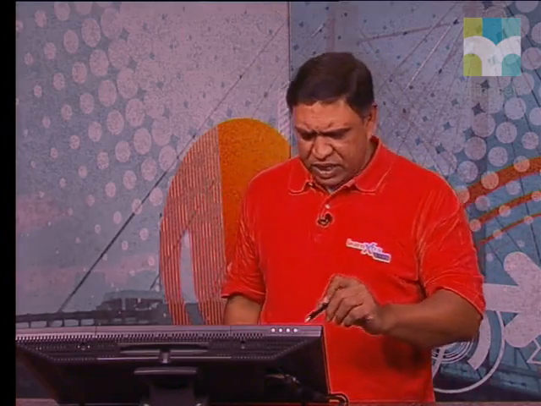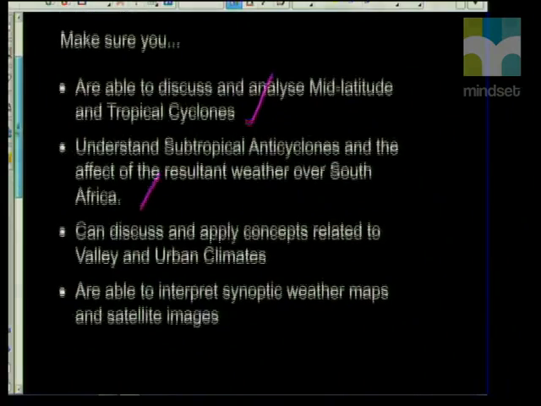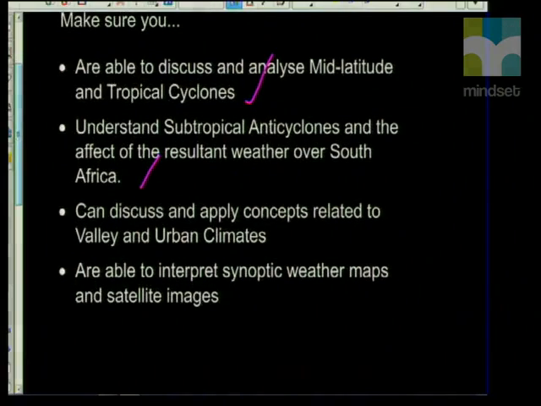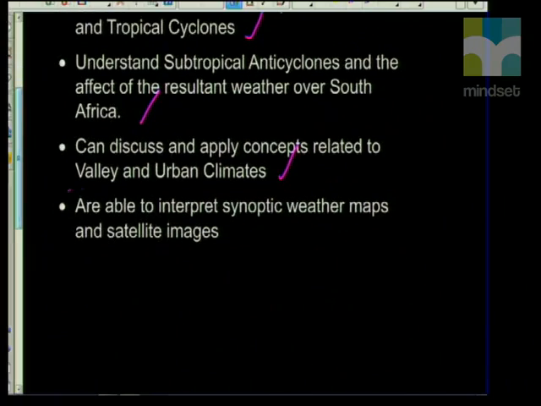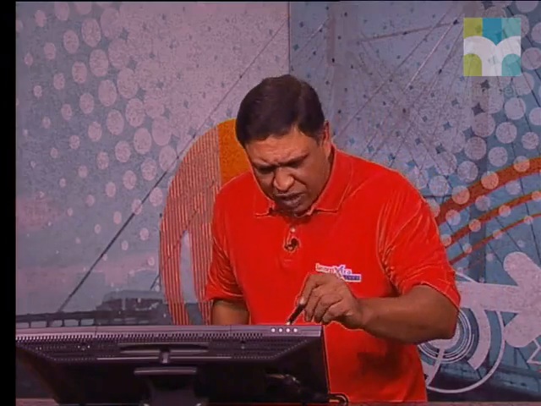Once again, learners, just to go quickly through the checklist, what you need to look at. We're going to discuss the mid-latitude and tropical cyclones under climate, your broad headings. Also the subtropical anticyclone, the valley and urban climates, and integrating the synoptic maps in all of these sections. You'll have noticed from the papers and the exemplars, all these sections come out in all the different questions. None of these sections are left out.